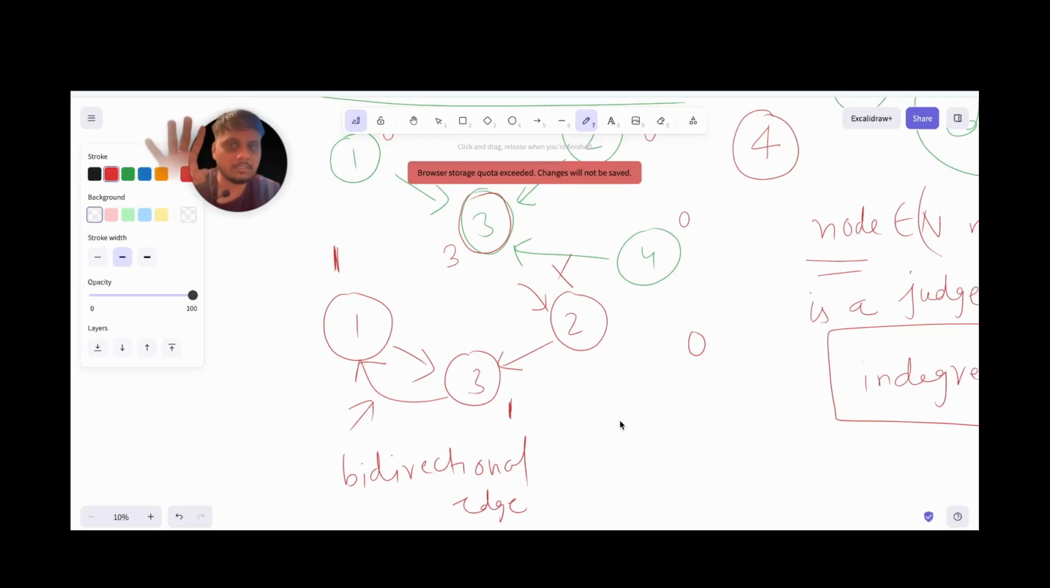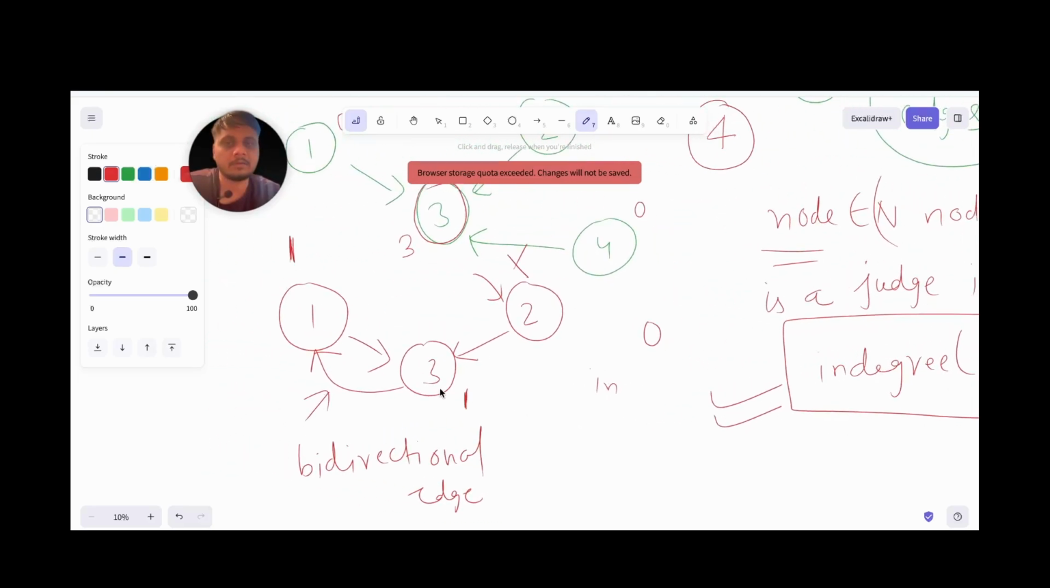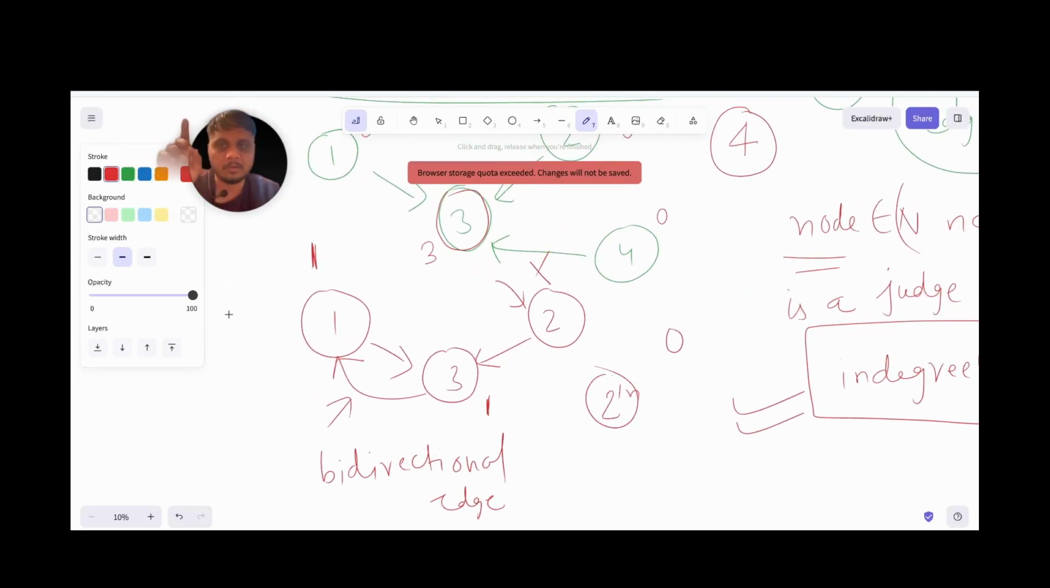But for the town judge position, I know the indegree should be n minus 1, so it should be 2 for this particular example, but it's not for any node. Why? Because you can see that 3 is trusting 1 and 1 is trusting 3.